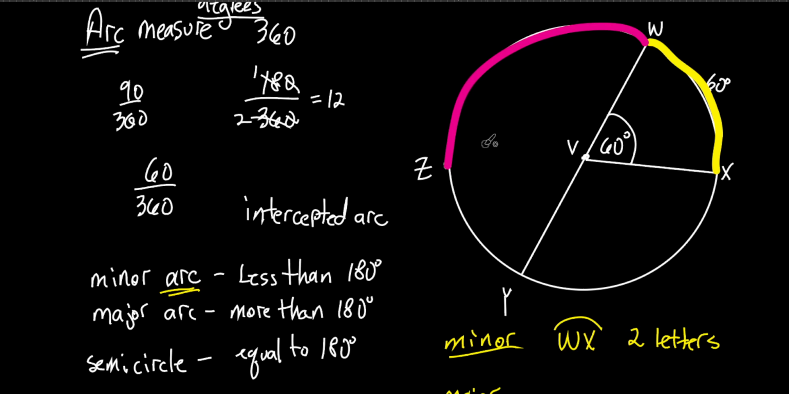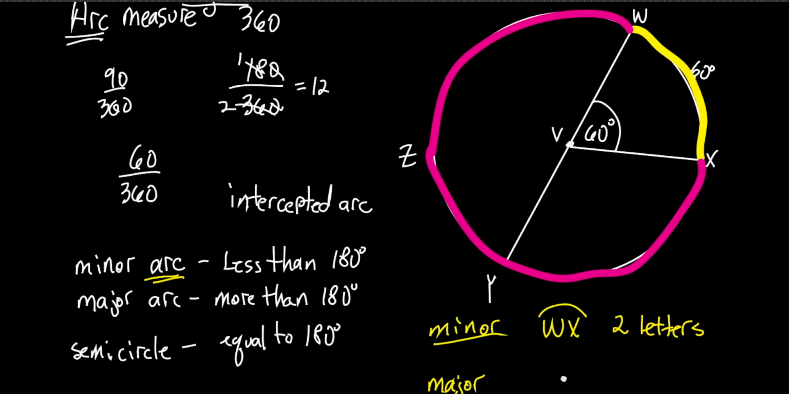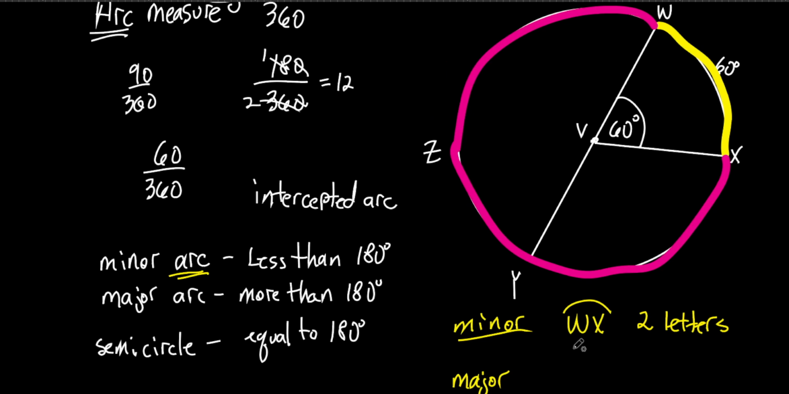But what if I started at W? I didn't even need the Z there. I was thinking going the other way, but let's try to go to there. Now that's a little different. I went from W all the way to X. Can I just call this arc WX? No. Why not? Because that's a minor one. WX would just be a minor arc.